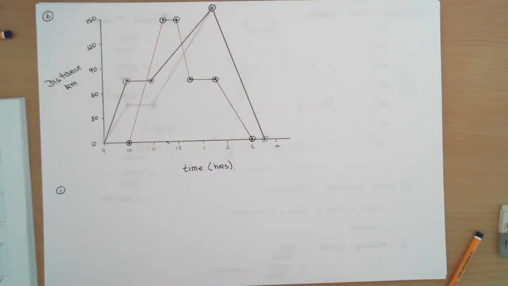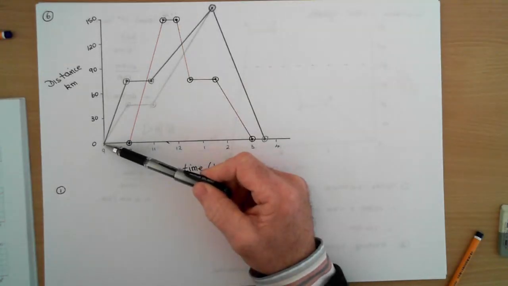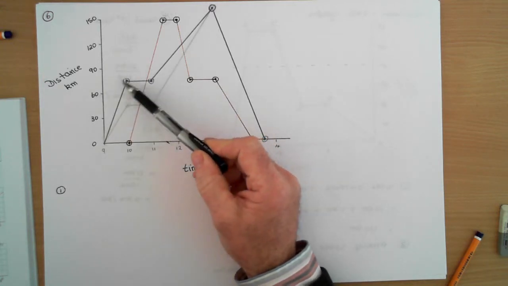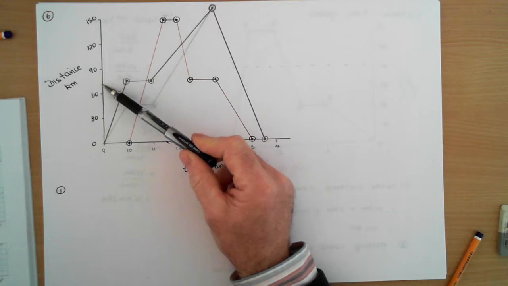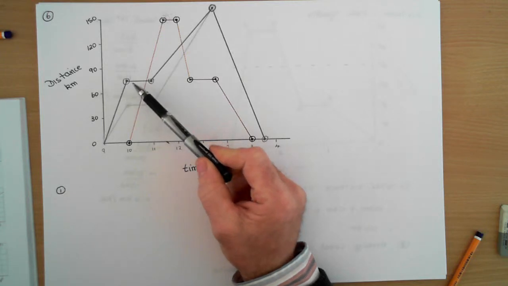Two motorists give their distances from home. So the first motorist starts at 9 o'clock, and at 10 o'clock he has travelled how many kilometres? Well, that's midway between 90 and 60. So he's travelled 75 kilometres.